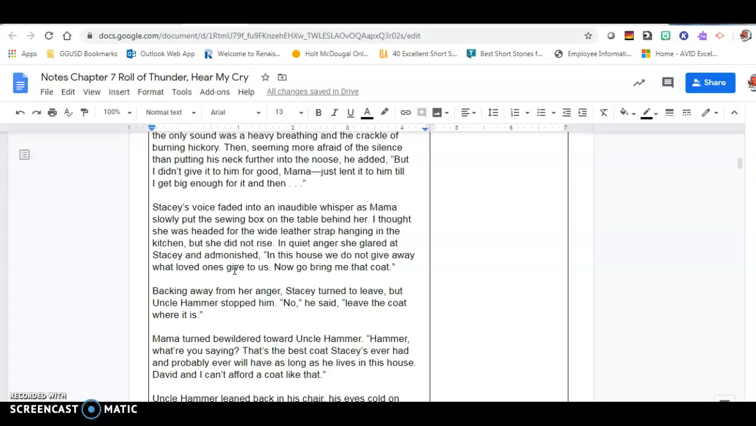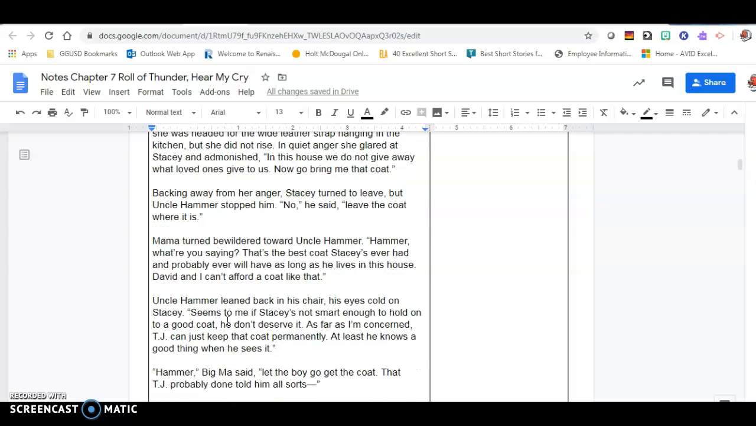Stacy's voice faded into an inaudible whisper as Mama slowly put the sewing box on the table behind her. I thought she was headed for the wide leather strap hanging in the kitchen, but she did not rise. In quiet anger, she glared at Stacy and admonished, "In this house, we do not give away what loved ones give to us. Now go bring me that coat." Backing away from her anger, Stacy turned to leave, but Uncle Hammer stopped him. "No," he said. "Leave the coat where it is." Mama turned bewildered toward Uncle Hammer. "Hammer, what are you saying? That's the best coat Stacy's ever had, and probably ever will have as long as he lives in this house. David and I can afford a coat like that."